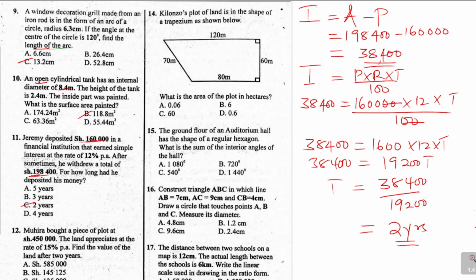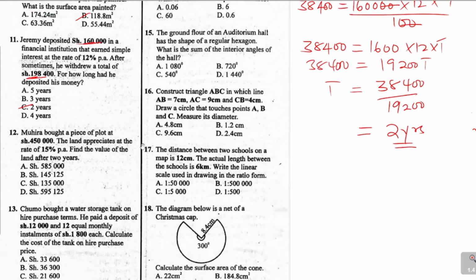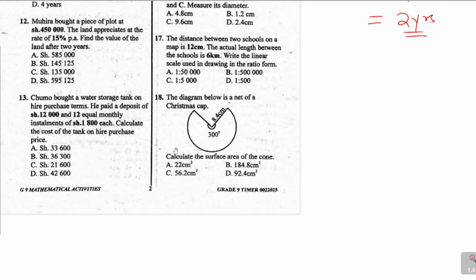So we go to the next one, question 12. Muhira bought a piece of plot at 450,000. The land appreciates at the rate of 15% per annum. Find the value of the land after 2 years.